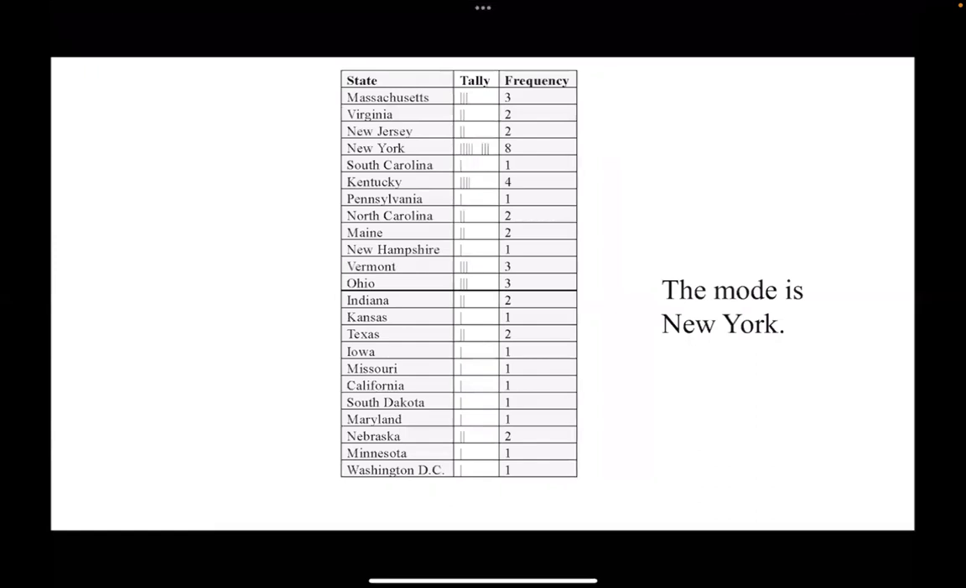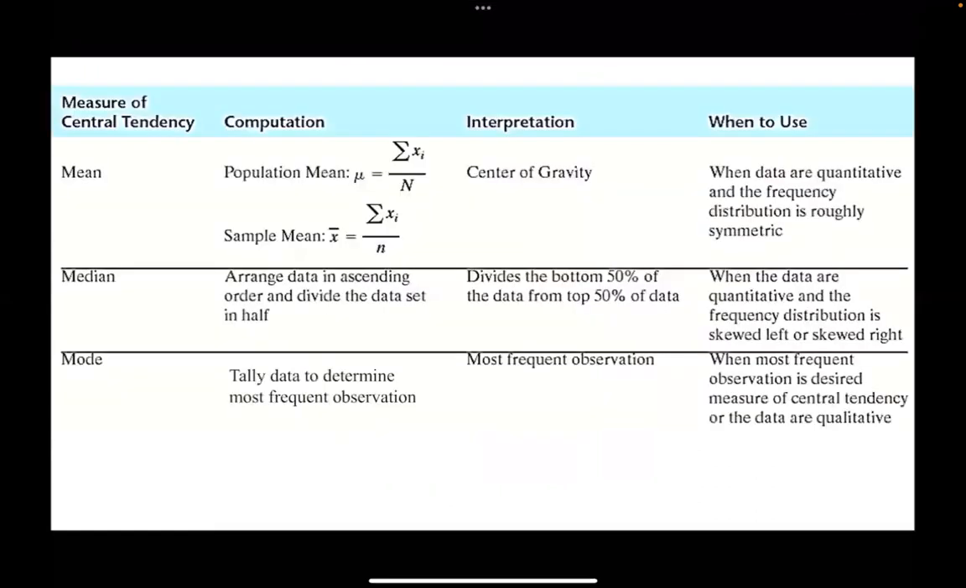All righty, moving on up. It's a great table that tells you when we use things, what it's for and how we do it. We use mean when the data are quantitative and the frequency is roughly symmetric. We use median when it's quantitative and skewed left or right. Mode, we only use when we care about the most frequent observation. So this is a nice little table that you can refer to, and it wraps up this part of the program.